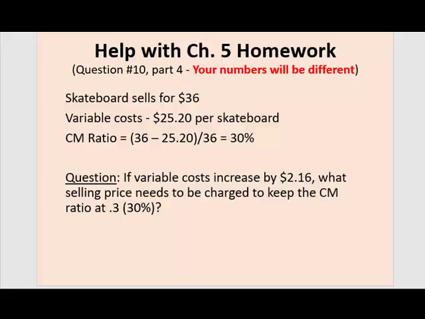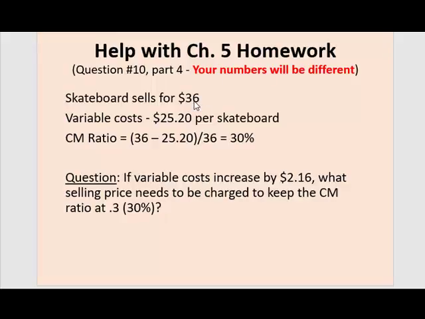All right, in part 4 of the question, it asks, if the variable costs increase, what selling price needs to be charged to keep the contribution margin ratio the same at 30%? And so this is the same CM ratio as we had in the very first part of the problem. Now my numbers have changed a little bit because I prepared this PowerPoint with different numbers. Again, the process for solving the question will be the same regardless of your numbers. So here we're going to do a bit of algebra.